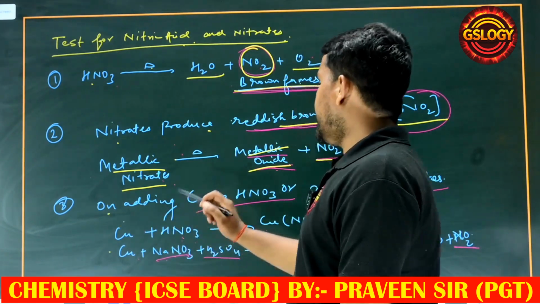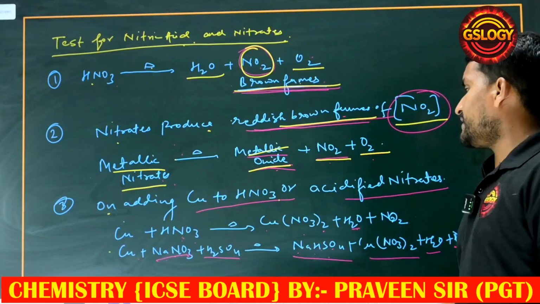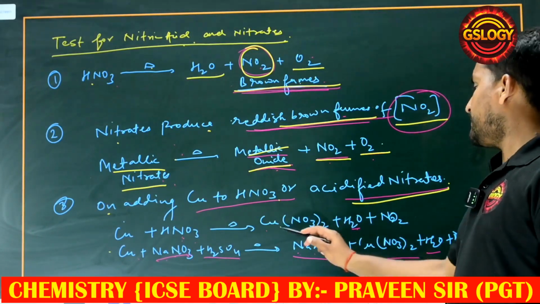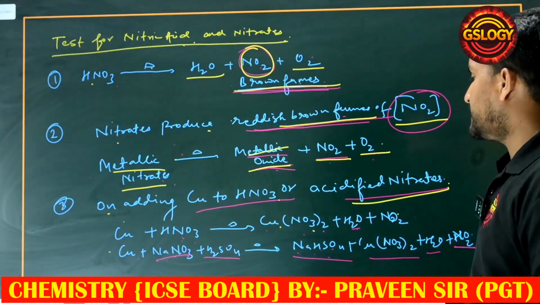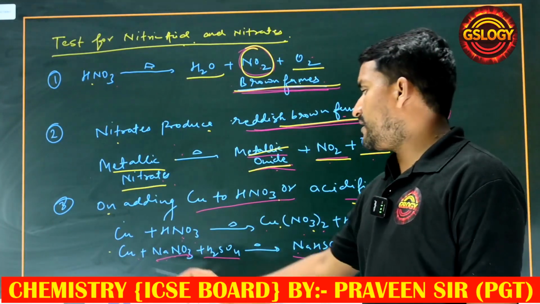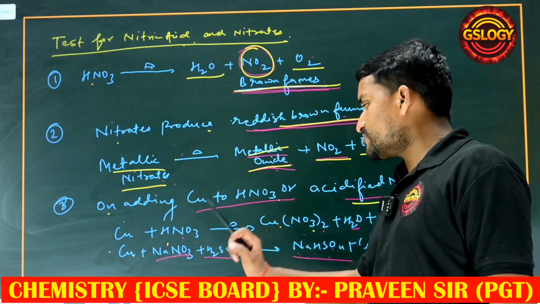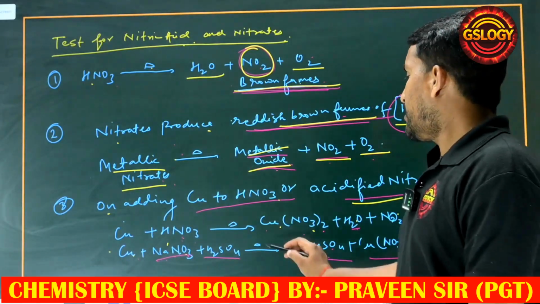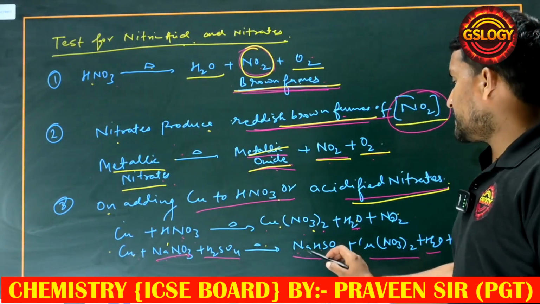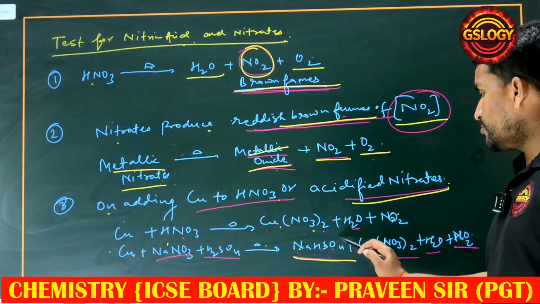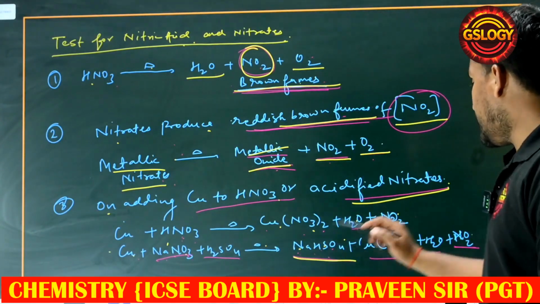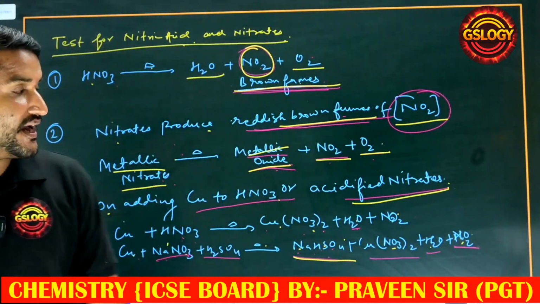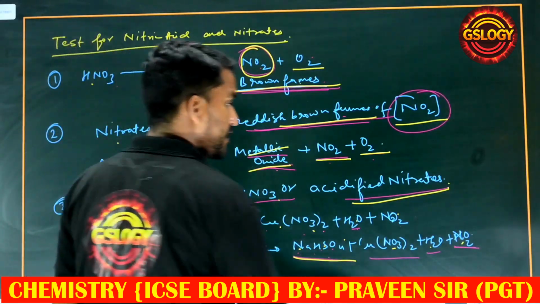Third, on adding copper to nitric acid or an acidified nitrate, it will give copper nitrate, water, and nitrogen dioxide. Similarly, copper reacts with sodium nitrate and sulfuric acid. On heating, what will it give? Sodium hydrogen sulfate, copper nitrate, water, and nitrogen dioxide. Okay.